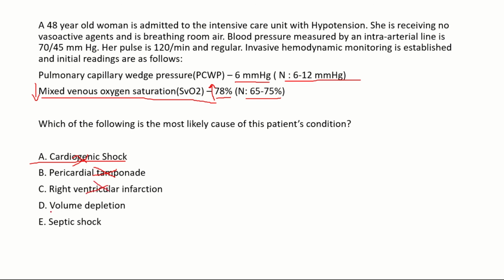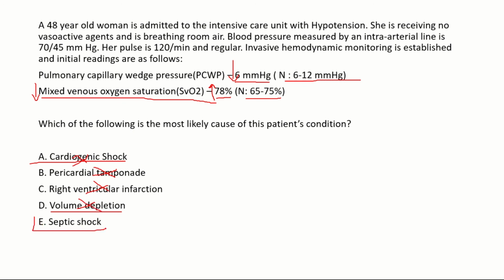Now in the D, we have volume depletion, or we can also call it hypovolemic shock. In the hypovolemic shock, the blood exerts less pressure in the cardiac chamber, so the pressure should be low, and also there is a decrease in the cardiac output because there is less volume of blood. If there is a decrease in the cardiac output, the tissues are going to extract more oxygen from the blood, and the mixed venous oxygen saturation is going to go down, but it's increased here, so this is also incorrect.